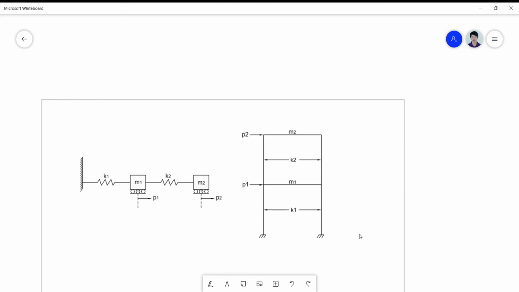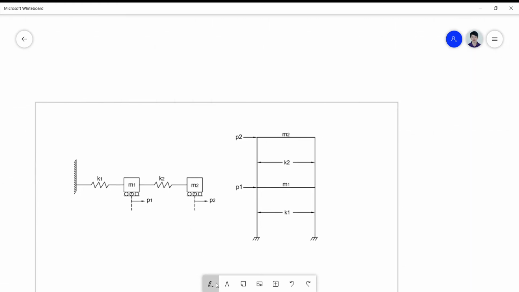So let's have a brief discussion on modeling concept for simple shear building models. Okay, so this is a shear building model.